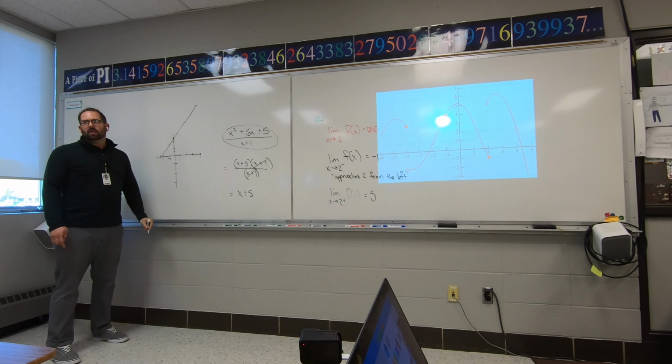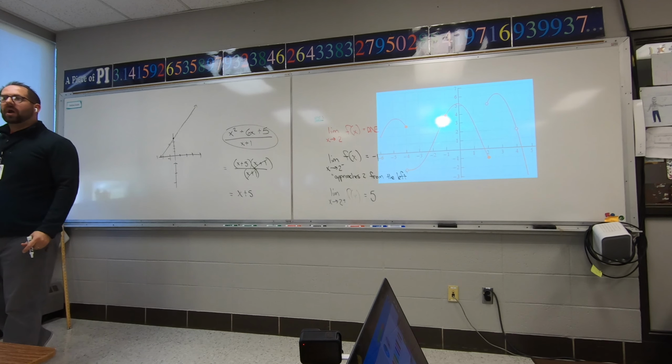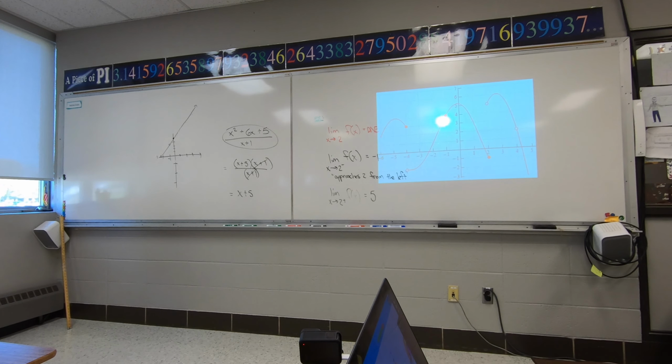You'd have to zoom in super far, and even on my graphing calculator, you'd have to zoom in really, really close, and eventually you'll notice it'll be a line, but there'll be a gap in the line, and there'll be a little circle there that's open, and you wouldn't even notice it.